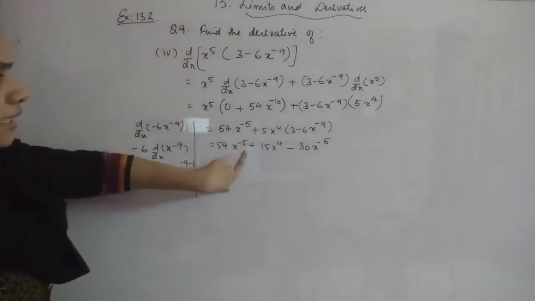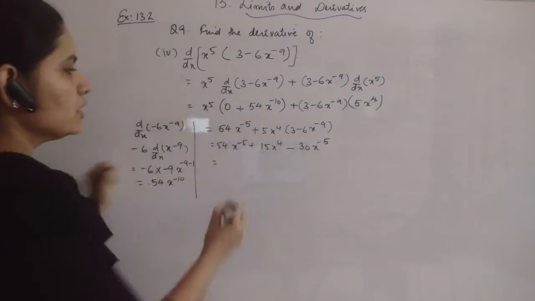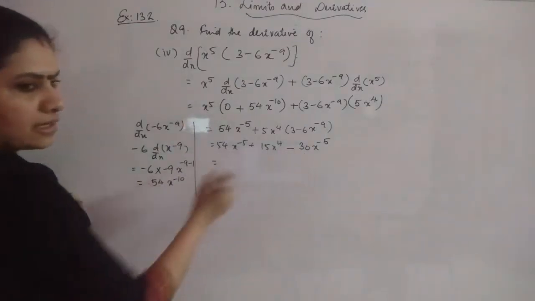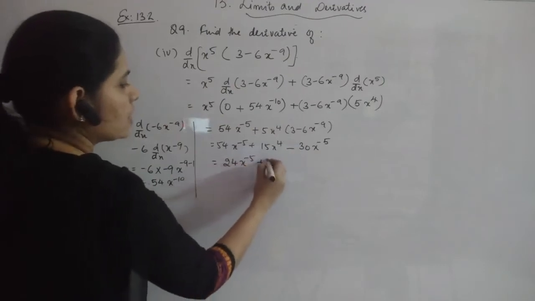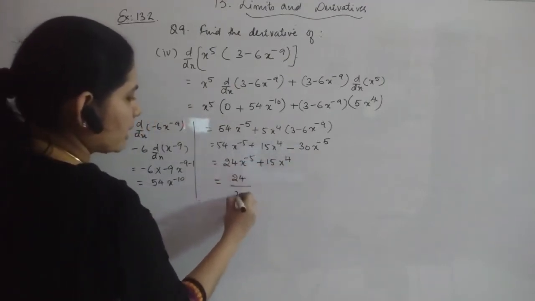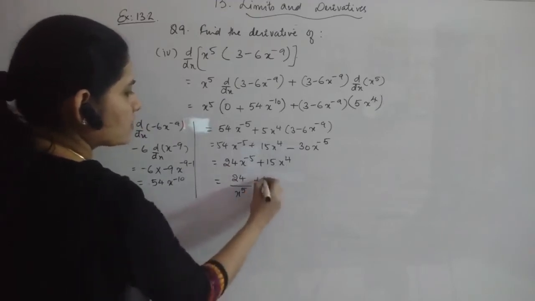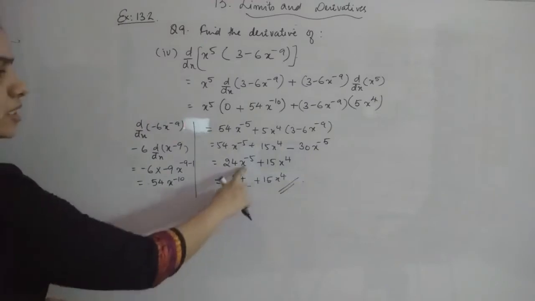Okay, now here again you can see x raised to minus 5, x raised to minus 5, combine these two will give you 54 and 30, after subtraction will give you 24 x raised to minus 5 plus 15 x raised to 4, or 24 by x raised to 5 plus 15 x raised to 4. This is not compulsory, you can stop here also.